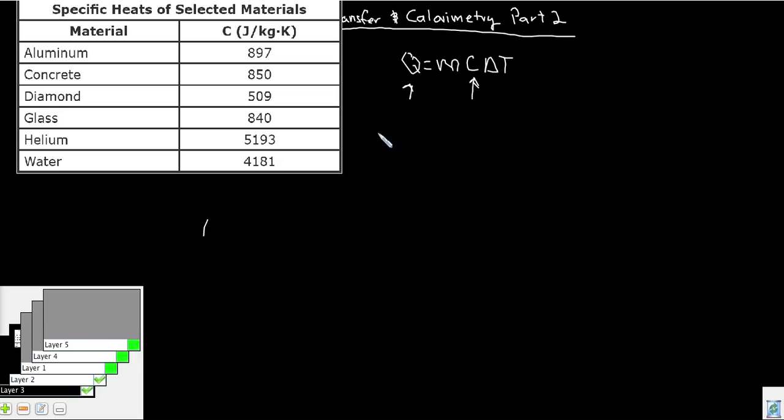We also talked about how power equals energy over time, right? And Q is energy, so you could also say that power equals Q over time. Or you could say that power times time equals mass times specific heat times change in temperature. So this might come in handy. But another thing we're going to look at is the idea of calorimetry.